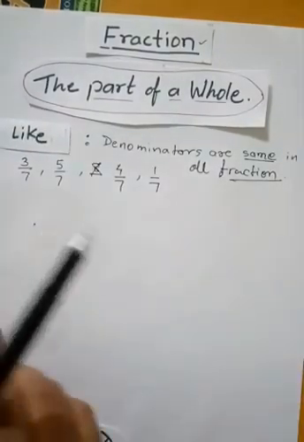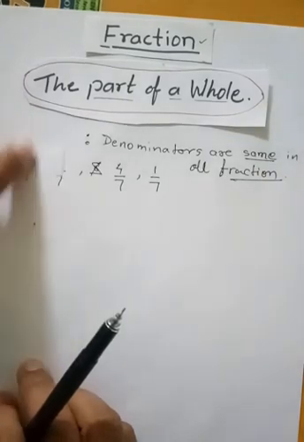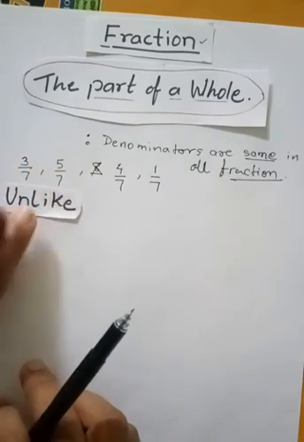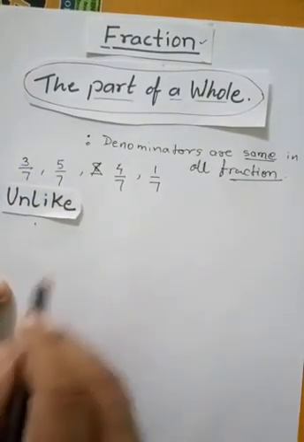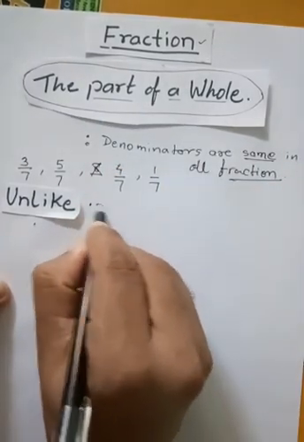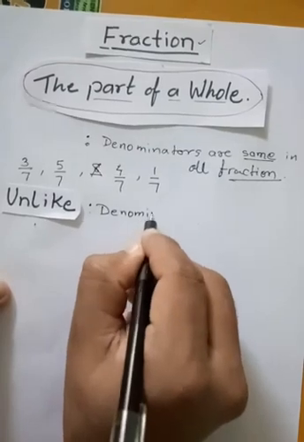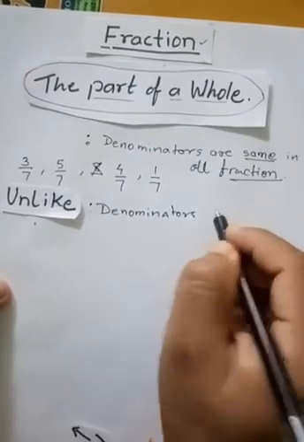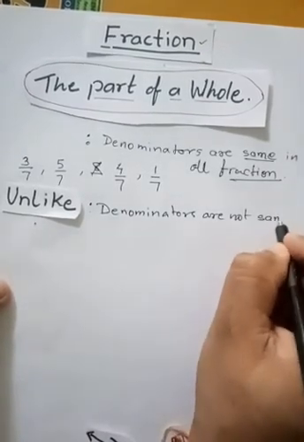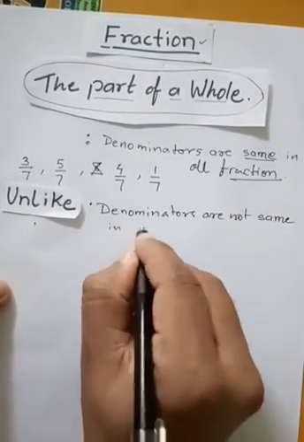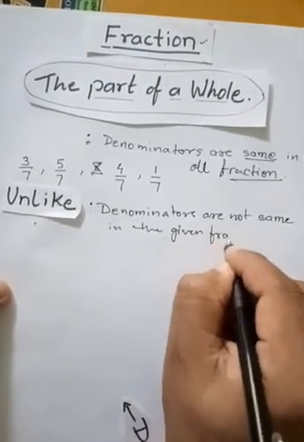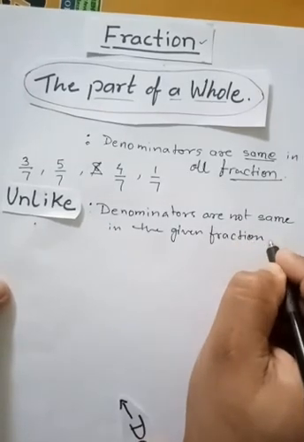And I think it's quite simple for you now to find out what an unlike fraction is. It's quite simple to define. Just make a sentence. That's it. The denominators are not the same in the given fractions, or the fractions which you are dealing with.